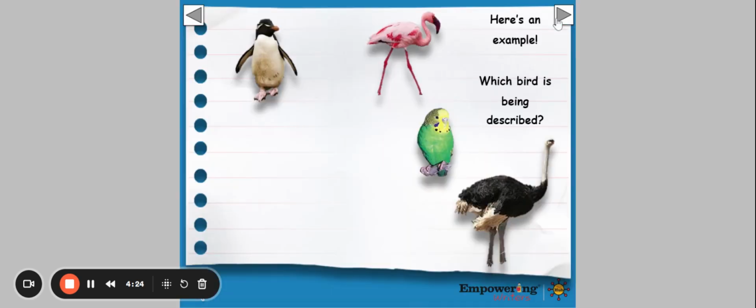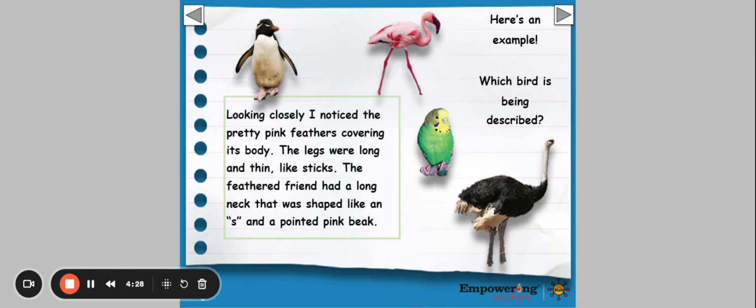So here's an example. Think about which bird is being described. Looking closely, I noticed the pretty pink feathers covering its body. The legs were long and thin, like sticks. The feathered friend had a long neck that was shaped like an S and a pointed pink beak. Which one is it? Absolutely, it's that flamingo. That kind of specific description helps you identify the bird or to visualize the element that's being described.